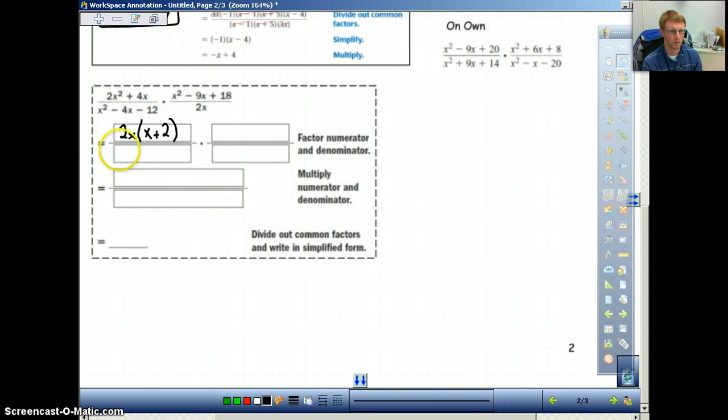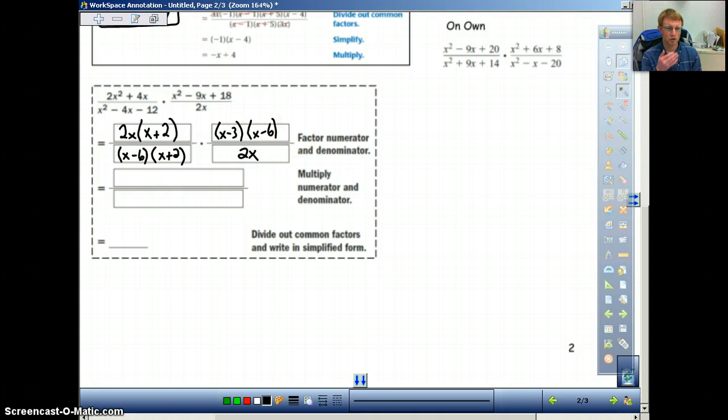Factor the bottom, we're left with x minus 6 and x plus 2. Over on the right, we have x minus 3 and x minus 6. And on the bottom, we still have 2x.